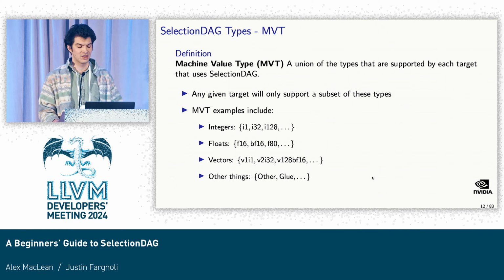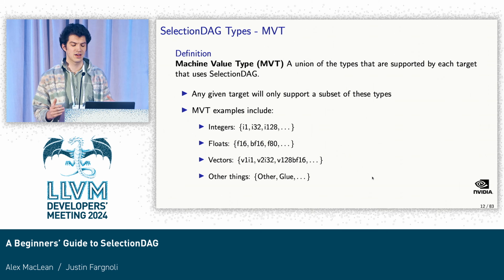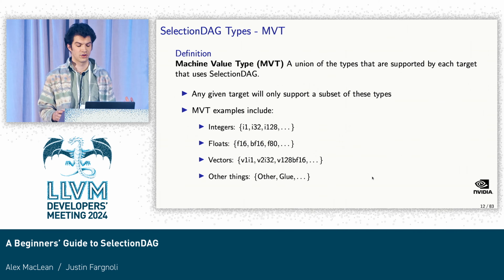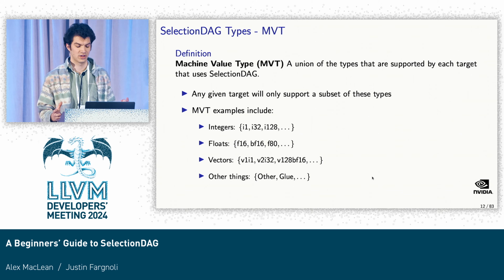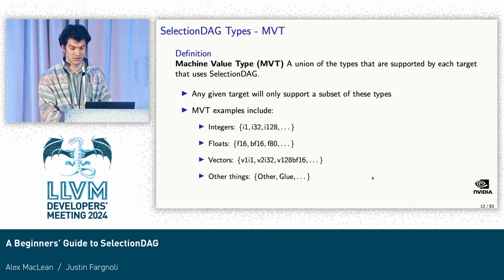So before we can get into the SelectionDAG data structure, let's take a quick digression into types in the SelectionDAG. There are two types that it's worth keeping in mind. The first is machine value type. This is a set of types that's the union of types supported by each architecture. So any given target won't support all of these, but any element in this set is supported by some architecture. MVT includes integers, floats, vectors of both these types, as well as some other things.